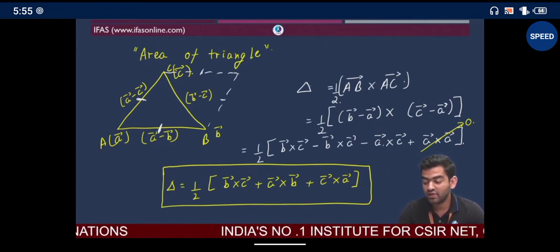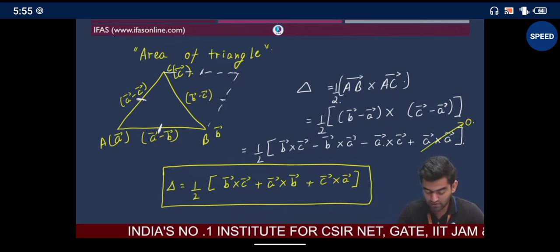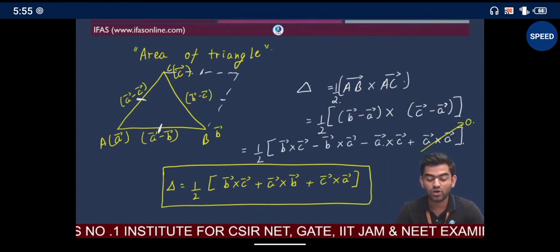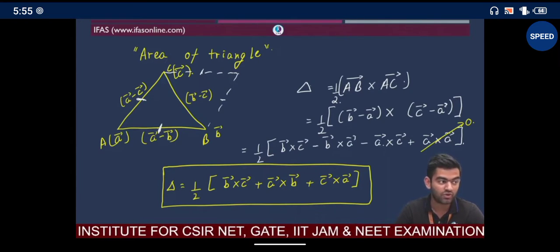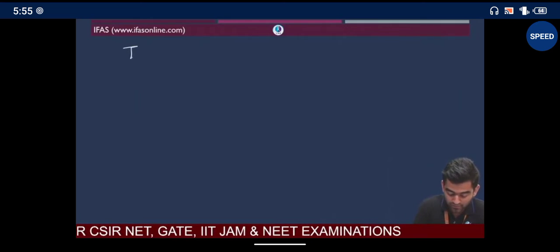So I have calculated the area of the triangle as well. We have already calculated the area of the parallelogram. So that is what we have calculated till now about the multiplication of two vectors. Now let's talk about the multiplication of three vectors. Now we are going to talk about the multiplication of the three vectors. It is called the triple product.